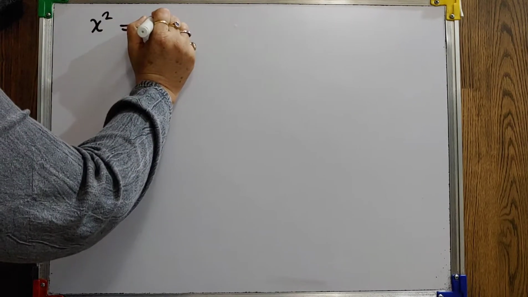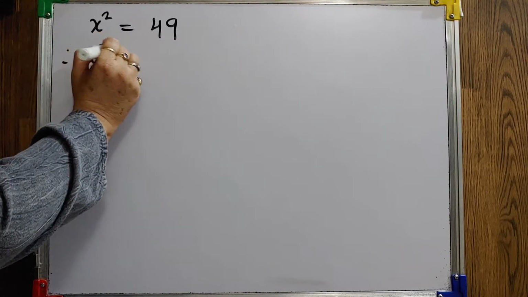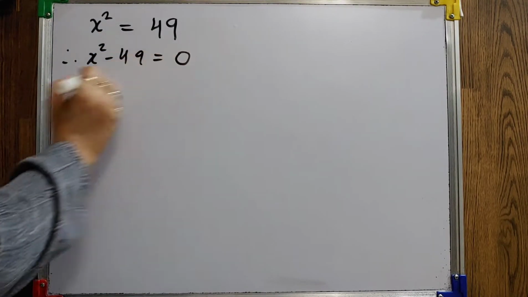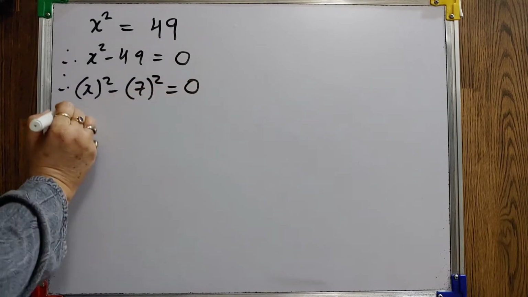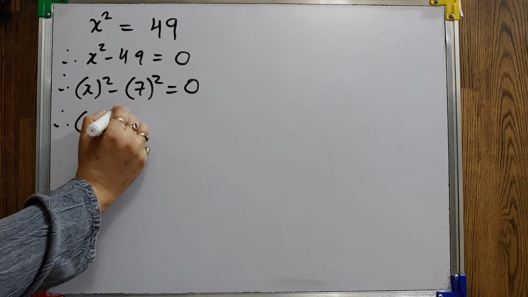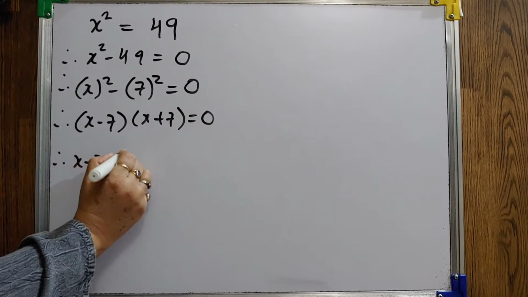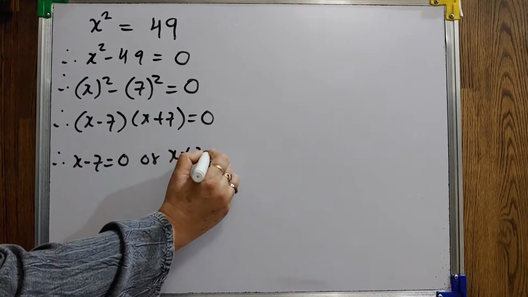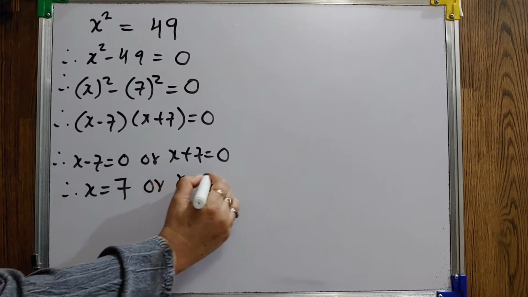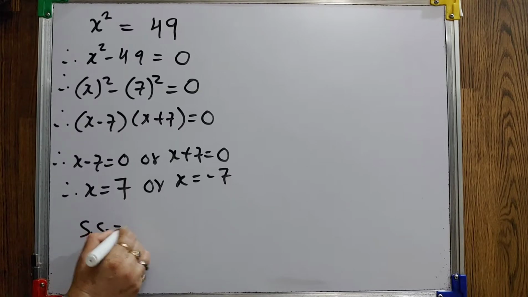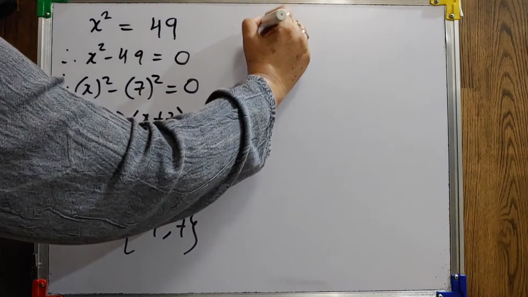Now, student, just see, this is also one of the quadratic equation only. Transfer 49 this side. Now, this is the square of x. This is the square of 7. So, you will get x minus 7, x plus 7. So, either your first bracket is 0 or second bracket is 0. So, x equals to 7 or x equals to minus 7. So, your solution of this equation is minus 7 or 7. You can solve this by this method also.